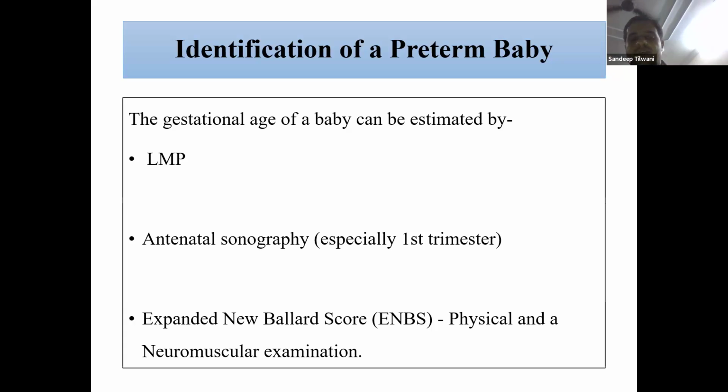And the third way is clinically, when we examine the baby, there is a score which I think most of you would be knowing. That is the expanded New Ballard score. Okay, so this expanded New Ballard score is something we apply on the baby when we see the baby. There are certain points which we have to plot and mark on this score. Based on that, we can estimate the closest gestational age of the baby.